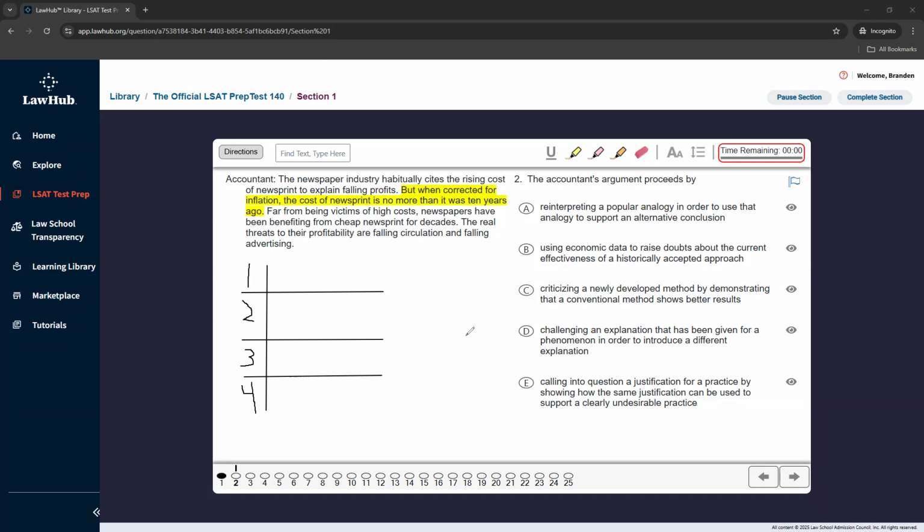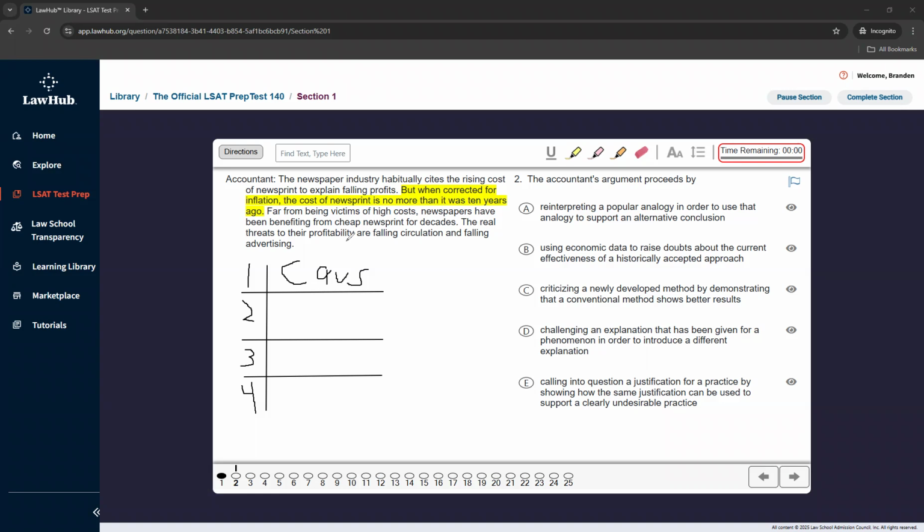So as you may have noticed from the way I described all this, it's going to be causation because we're explaining this. Now this over here is our method of reasoning checklist. So main conclusion, everything here is causation. Excellent. Our strength of language, I'm going to say pretty strong because we're saying no more than it was 10 years ago, far from being high cost. Newspapers have been benefiting from cheap newsprint for decades.